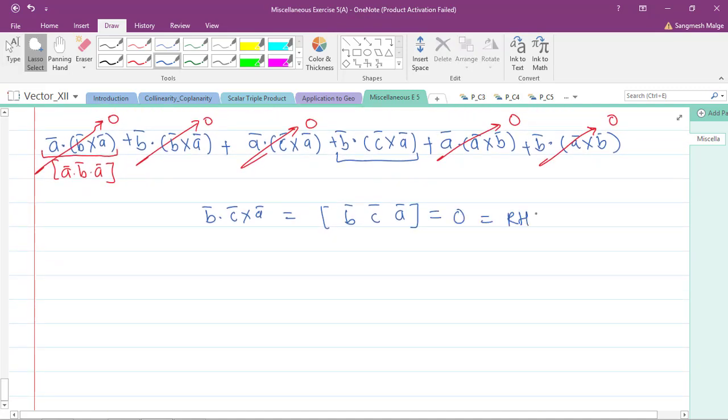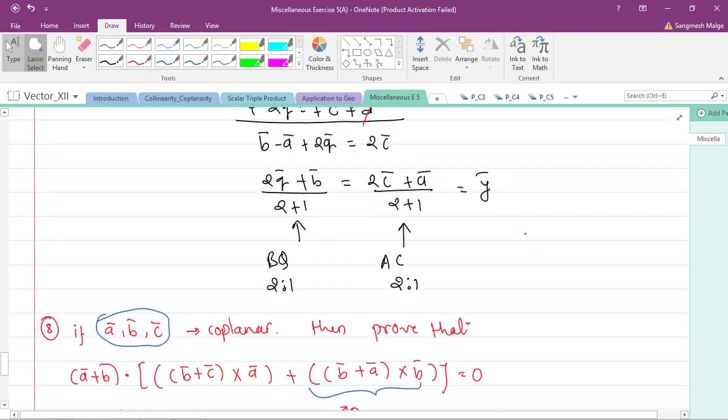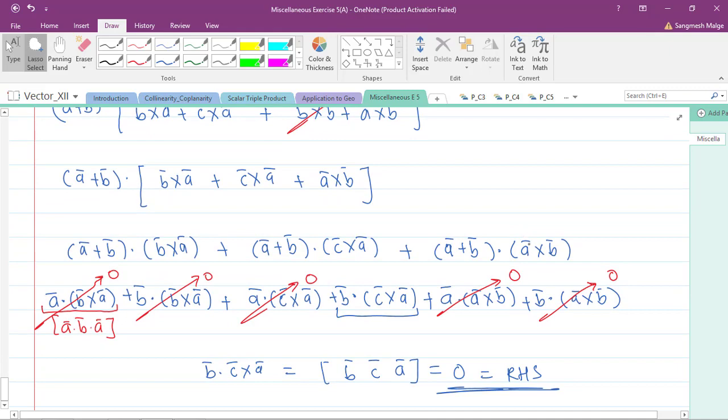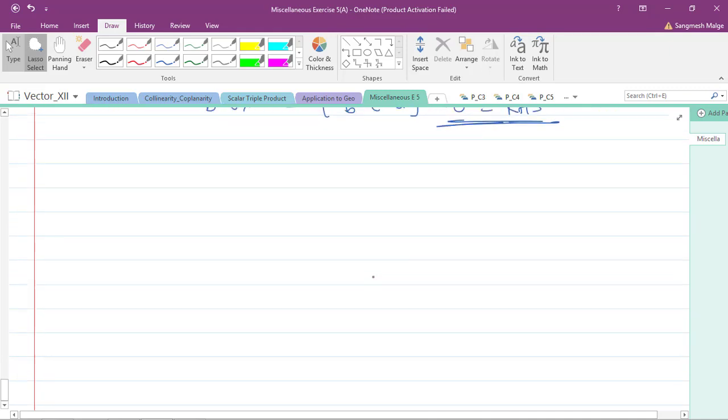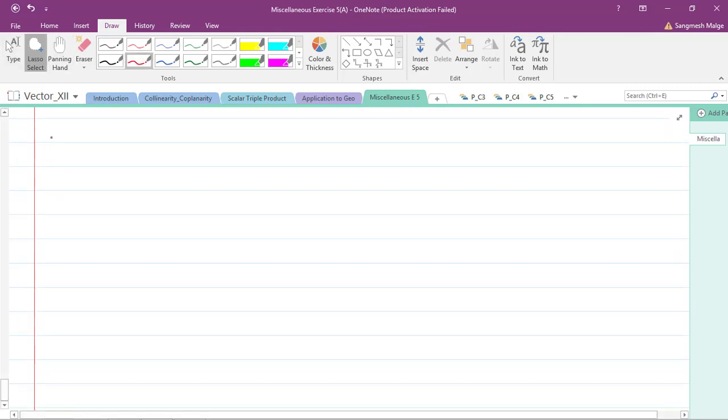Means what? It is equal to the RHS. Hence proved. It's very simple. Is it okay? Very good. Let's see the 9th question now. We'll have two more questions here. So the 9th question goes like this.